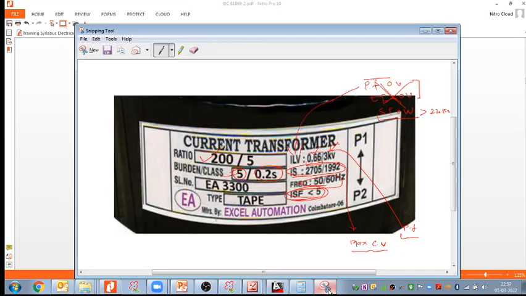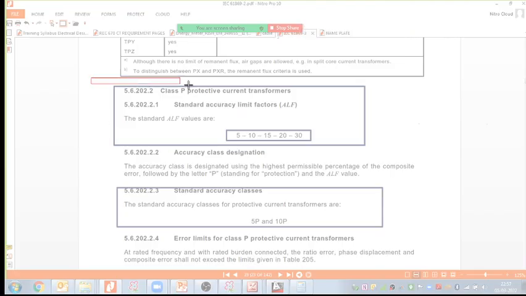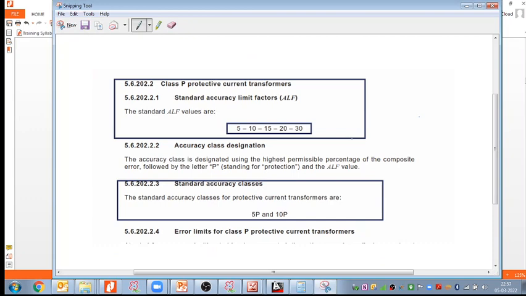Let me take a snapshot so that we can discuss here. 5 means 5 times, times of the rated current. If I am saying ALF 5, and suppose my CT rated current is 200 by 1 ampere, then 5 multiplied by 200, up to 1000 ampere, the 5 percent error is guaranteed.